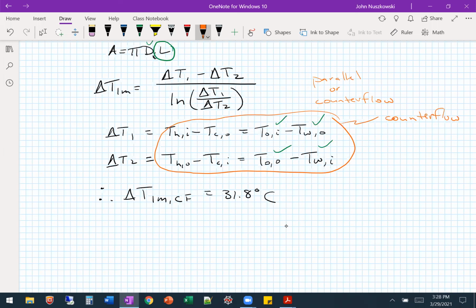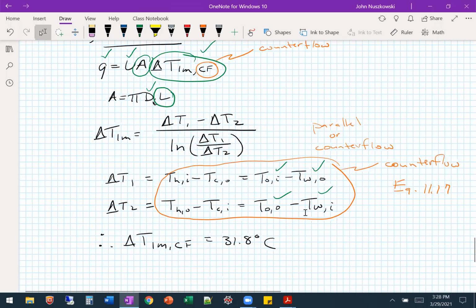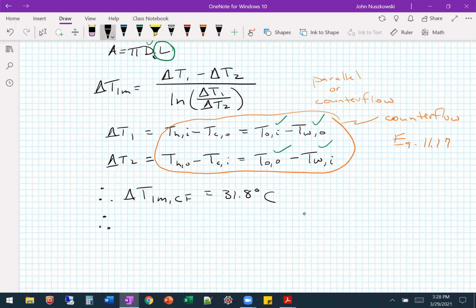And this is equation 11.17. All right, so we go back up. We have this, so the only unknown now is L. So we get 69.3 meters. Boom. Okay. Questions on that?